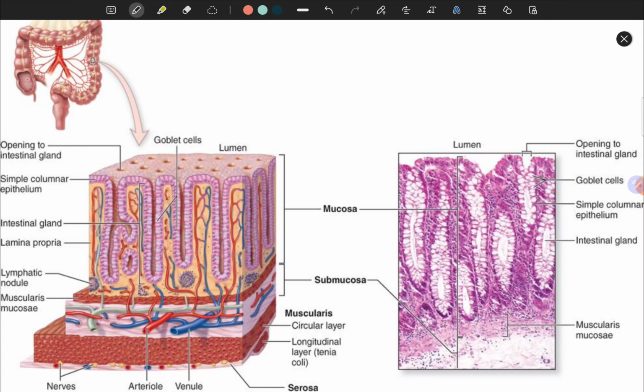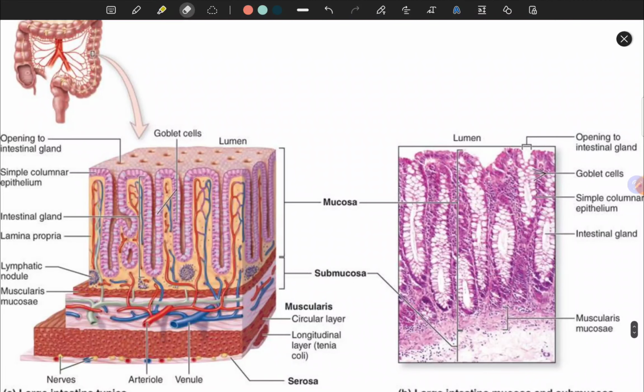This is the surface, which is smooth. Here are the finger-like projections, which are the villi, in the small intestine. But in the large intestine, the surface is smooth and you have the pits. Those pits are the openings of the intestinal glands. This is one gland, this is another gland. Compared to the small intestine, it is somewhat shorter and more straight, but the small intestinal glands, or the crypts of Lieberkühn, are longer and more tortuous.